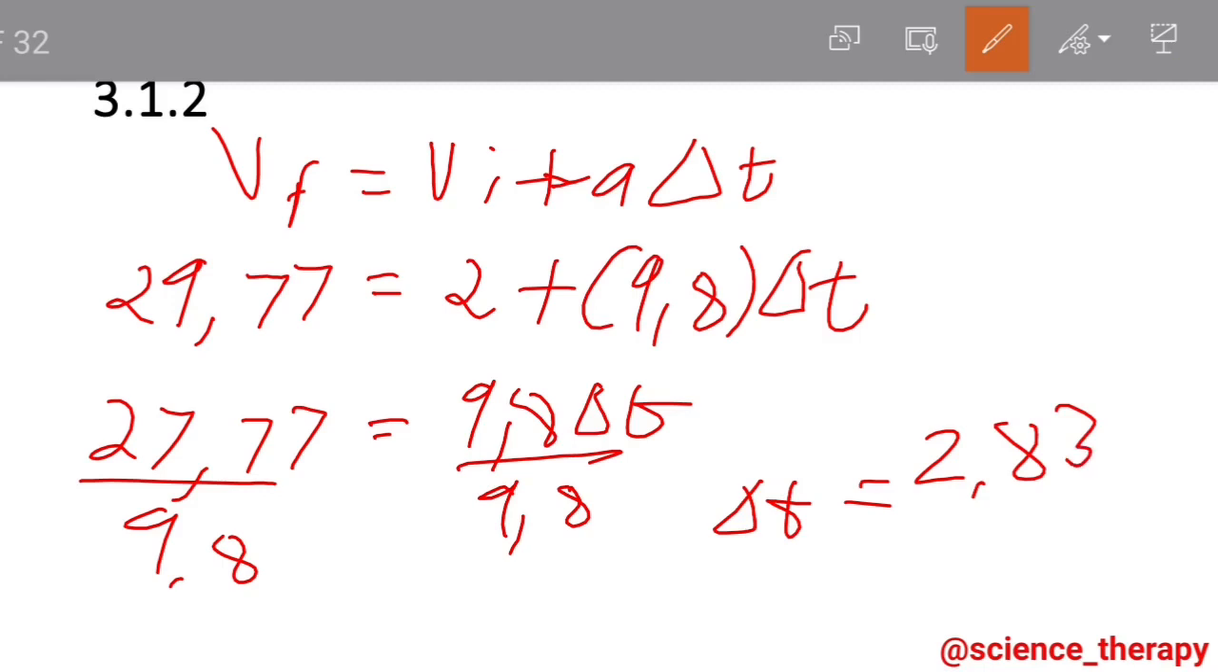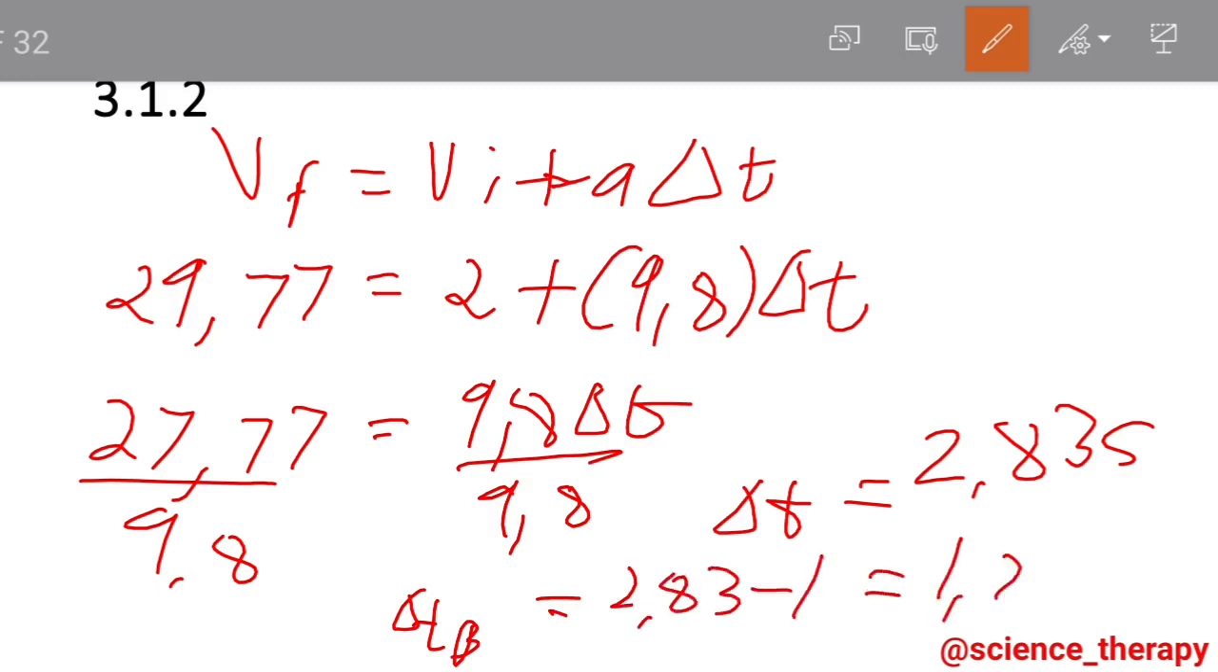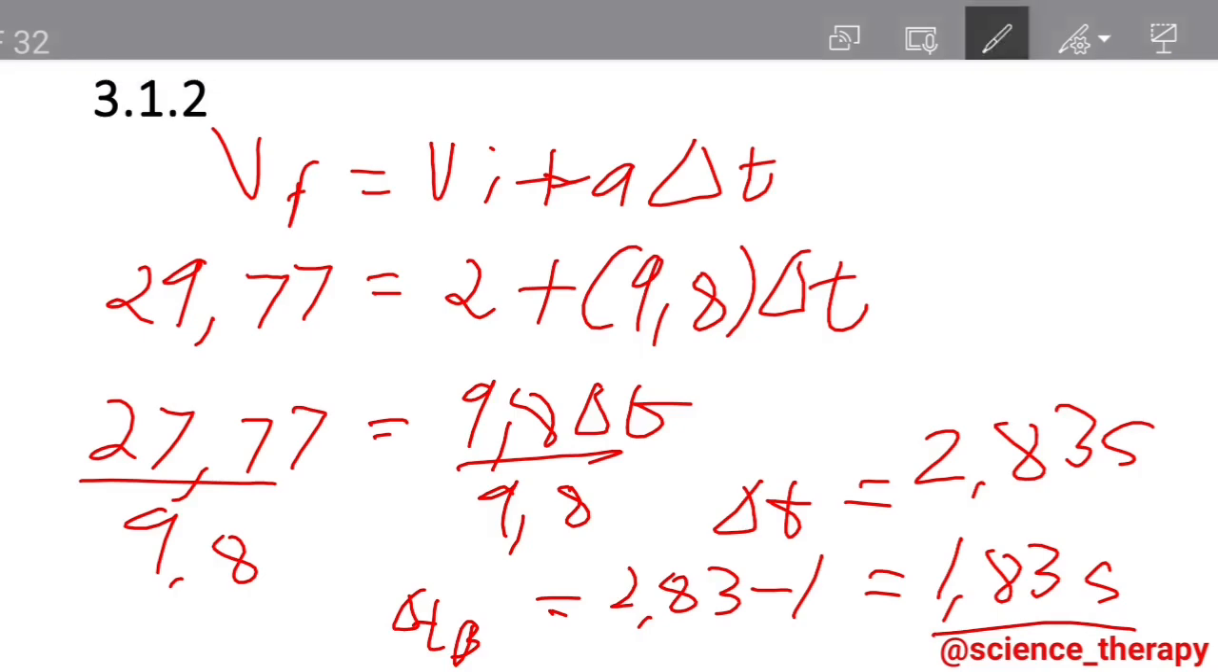2.83 seconds. But remember, now in context with the question, this is the time that it takes ball A to move all the way from the edge of the window to the surface of the dam. But now remember, ball B was thrown 1 second after, right? So that means ball B traveled 1 second faster than ball A. So for ball B, the change in time is going to be 2.83 minus 1, which will now give us 1.83 seconds. So the answer for your ball B is 1.83 seconds, right? So that's the time it took.